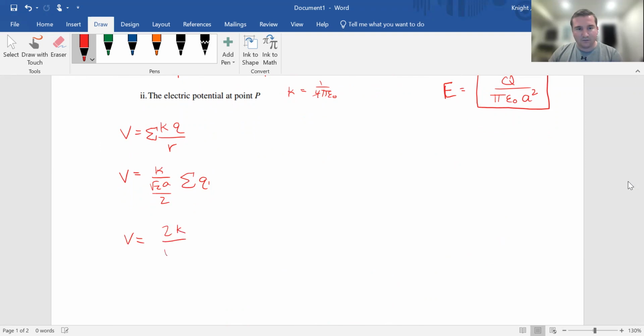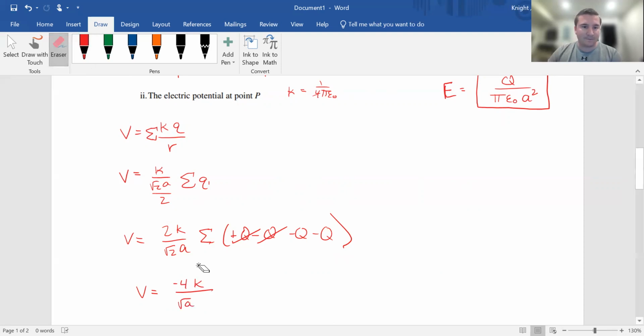So we'll get here 2k over root 2a times positive Q minus Q minus Q minus Q cancels. We get negative 2Q. So our potential is going to be negative 4k over root 2a times q, right? The -2 multiplies out with this 2 in the front.